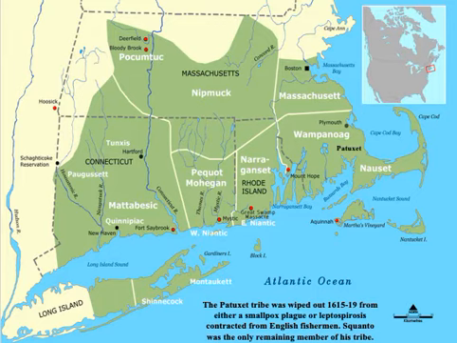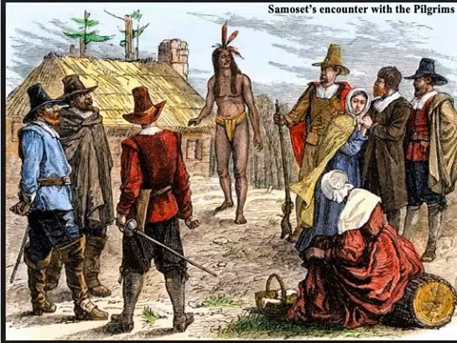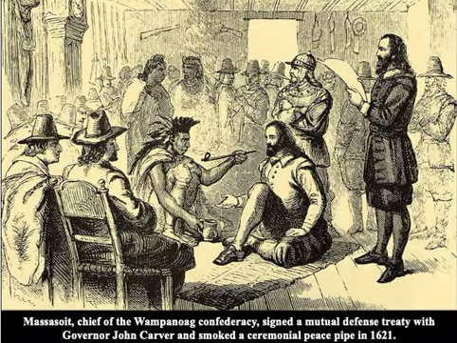There are natives in the area, including Samoset, who's one of the first Indians to walk into Pilgrim Plantation, much to the fear of the Pilgrims, greet them, and then introduce them to his chief, who is Massasoit. Massasoit is the chief of the Wampanoag Confederacy, a confederacy of tribes in the surrounding area, and they both smoke a peace pipe and sign a mutual defense treaty to live in peace with each other, a peace treaty that holds as long as Massasoit is alive.